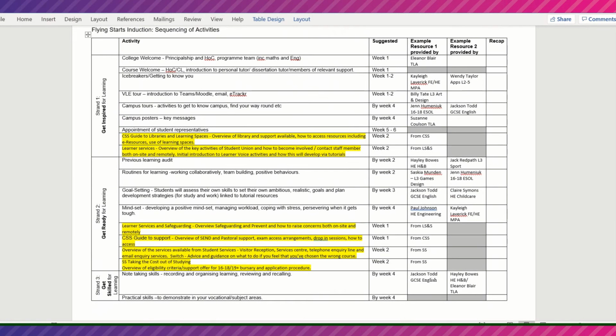The areas that are highlighted in yellow are the contributions of the supporting services, and those activities will also be available in the same place as the generic activities for you to draw on and use within your vocational sessions.